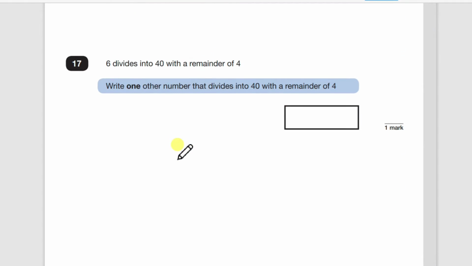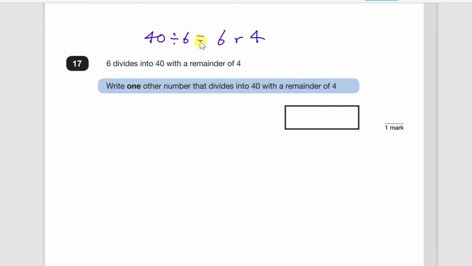Now, 17. 6 divides into 40 with a remainder of 4. Write one other number that divides into 40 with a remainder of 4. What does this mean, the first one? So 40 divided by 6. Well, we know that 6 goes into 40. Let's see. If you do our times table, we realize it goes up to 36. So 36 divided by 6 is 6. So this goes 6 times, remainder 4.